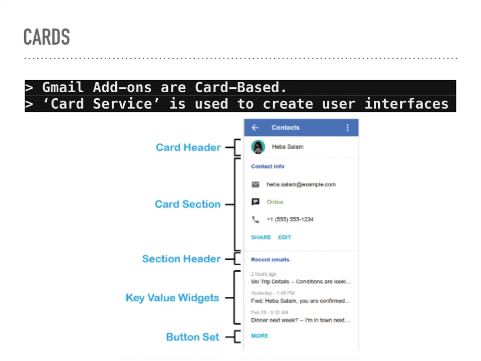So what are cards? What is enough to know for now is that Gmail add-ons are card-based, while editor add-ons are HTML-based. Card-based add-ons are add-ons that use the Apps Script Card Service to create user interfaces. A card contains a header and one or more sections. Each section contains one or more widgets. Widgets provide the user with information or interactive control. Cards and card sections are structural widgets, so you cannot add those to a card section.